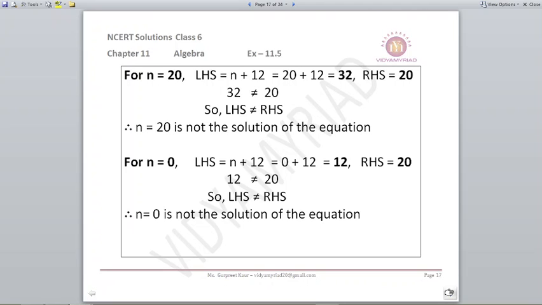Lastly, n is equal to 0. 0 plus 12 is 12 and 12 is not equal to 20. So we say n is equal to 0 is not the solution.